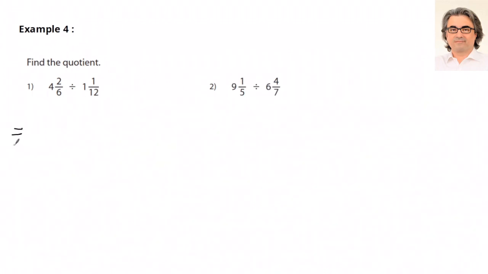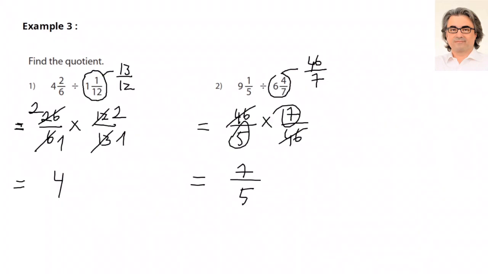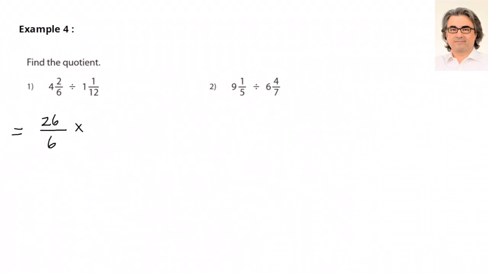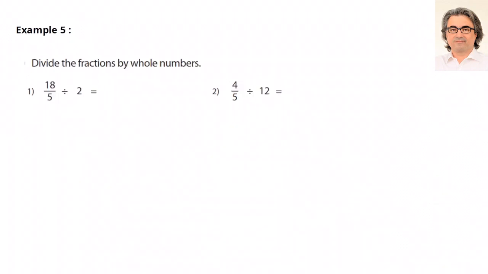Again, the same question type, and change these mixed fractions into their improper form. 4 times 6 is 24. 24 plus 2 is 26 over 6 times 1 times 12 is 12. 12 plus 1, 13. Sorry about that. These questions are the same. Sorry, I copied 2 times. Sorry about it. Let's continue with the next page.